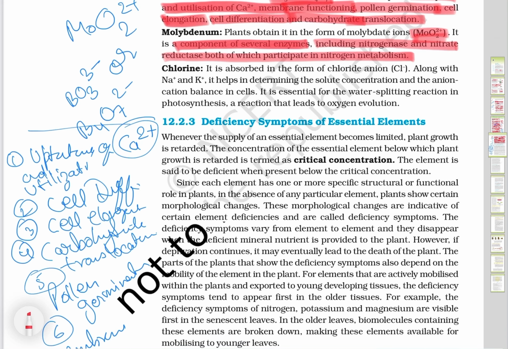It is a component of several enzymes, including nitrogenase and nitrate reductase, both of which participate in nitrogen metabolism.